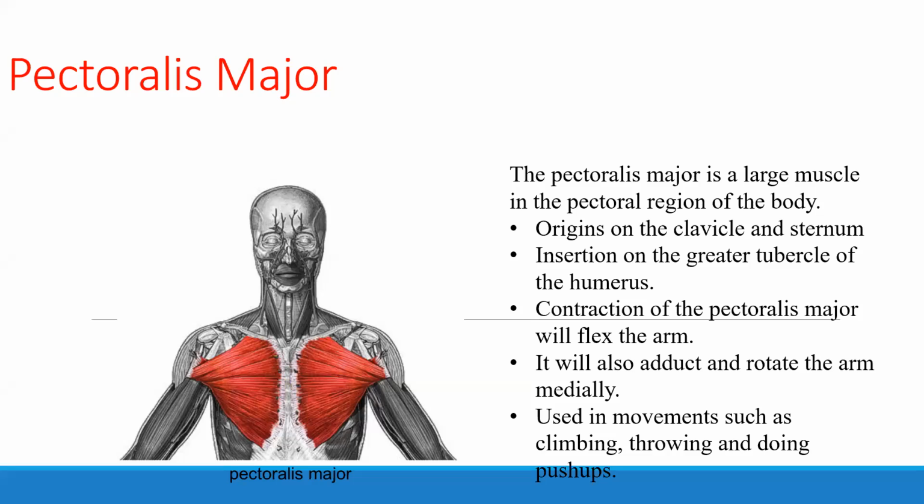Now the pectoralis major originates on the clavicle and the sternum. It inserts on the greater tubercle of the humerus. We can use it to flex the arm, adduct the arm, and rotate the arm. So what does that mean? It means that when we do push-ups, when we throw things, when we're climbing a ladder, we're using our pectoralis major. So a lot of activities involve the pectoralis major.